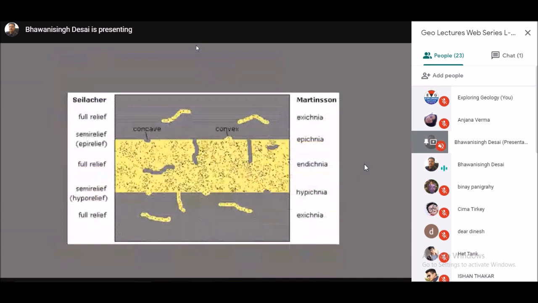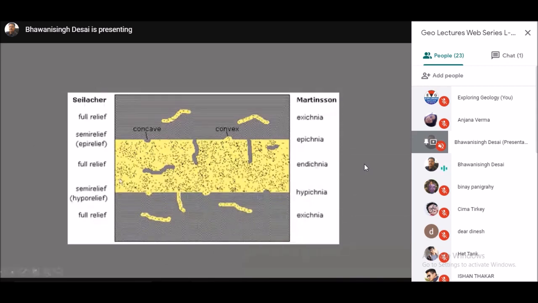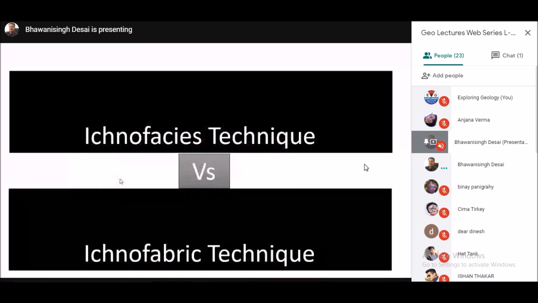So they have different classifications. We have the Seilacher classification and the Martinsson classification. We call it full relief for the entire burrow which is well preserved, semi-relief where half of the things are there. Okay. Now, we come to our main aspect, that is how to use this information on trace fossils to interpret the sedimentary environment.